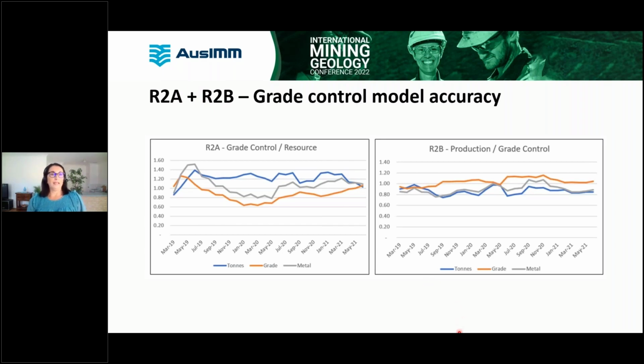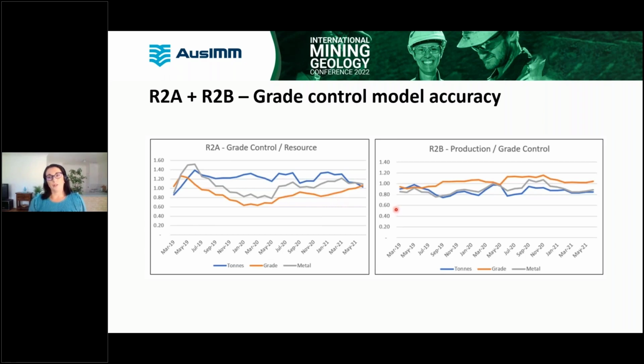So the R2A is the grade control to resource model, and it's tracking significantly higher tons over most of the pit life with lower grades after grade control. Okay, so orange line being the grades. So over time, you can see around here, the grades start to align with the resource model, indicating that the estimates have improved over time, which is absolutely what you want from your analysis.